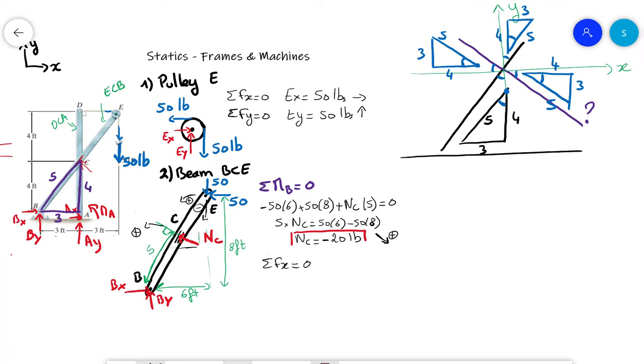Okay, so it means that my NC, let's say that's the NC, this X will be 4 divided by 5, and this Y will be 3 divided by 5.